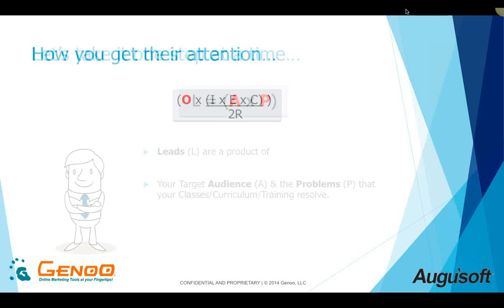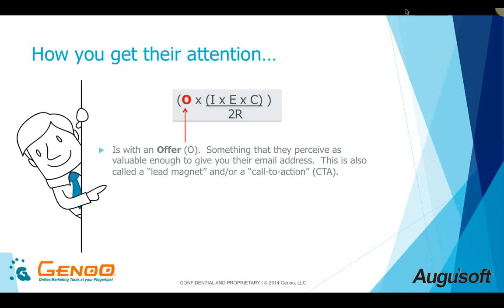How you get their attention is with an offer, something that they perceive as valuable enough to give you at least their email address. This is also called a lead magnet or a call to action. Note that sign up for our newsletter list is not what I'm talking about here. It could be, but it's so not specific. It doesn't give you anywhere to go with them. It doesn't give you a way to really engage them. All it does is get you a name on a list, and maybe they'll open your emails. Likely they won't. Okay?